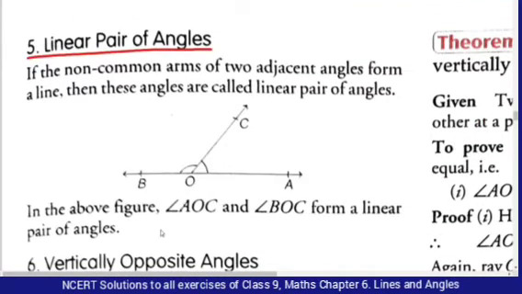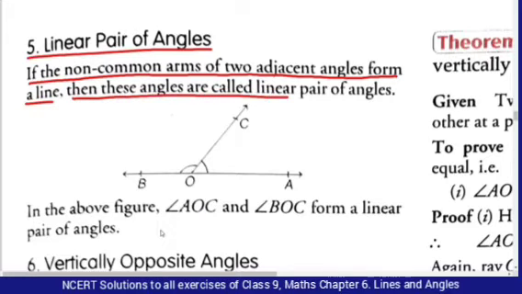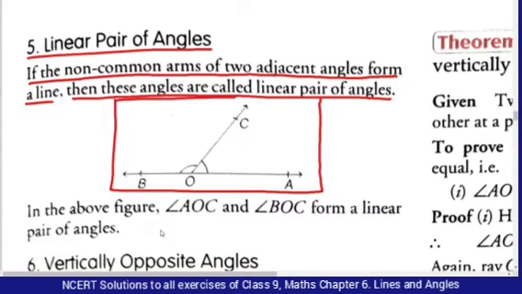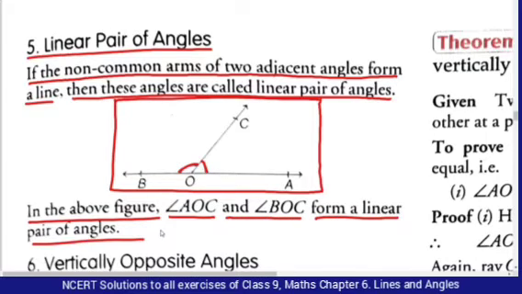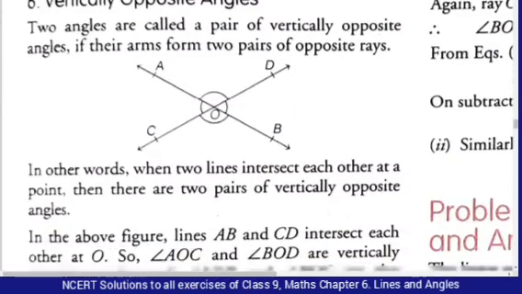Fifth is linear pair of angles. If the non-common arms of two adjacent angles form a line, then these angles are called linear pair of angles. So you can observe this figure. Here angle AOC and angle BOC form a linear pair of angles. Or we can say that they are supplementary angles.